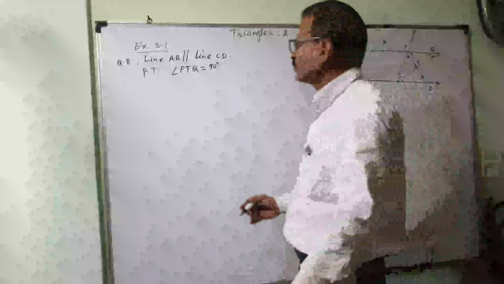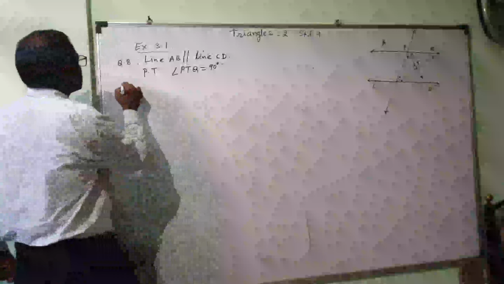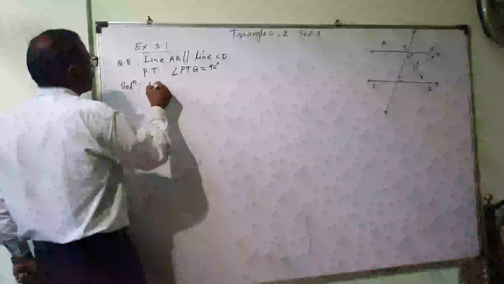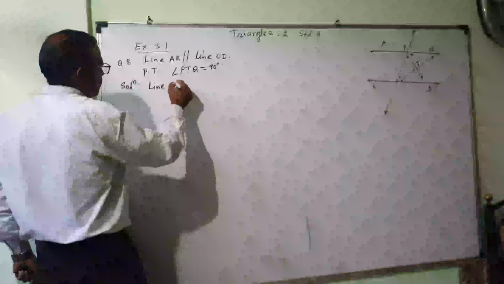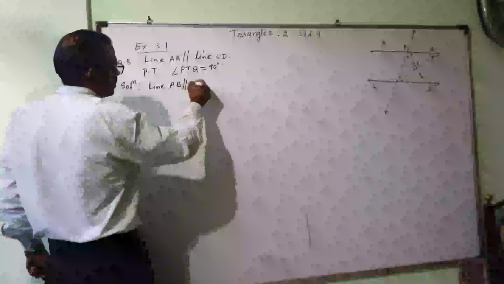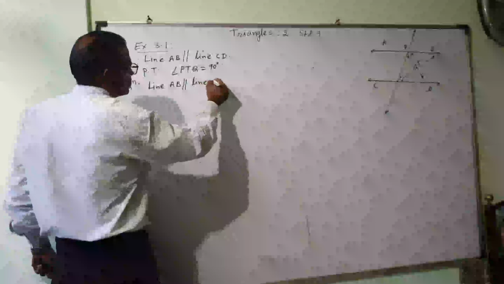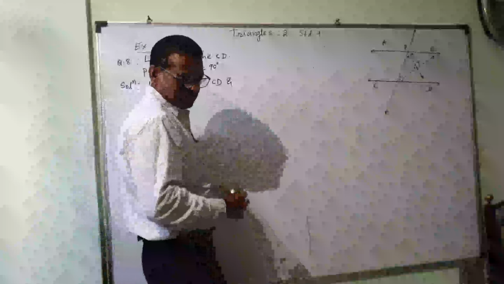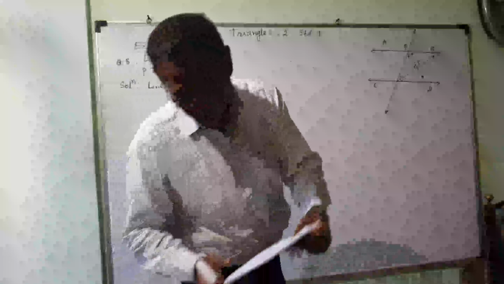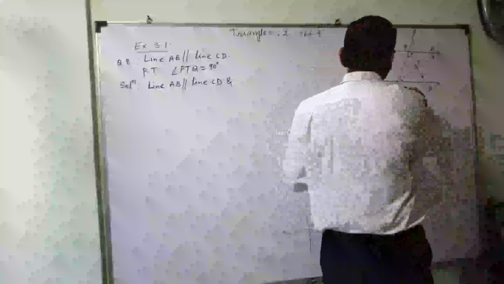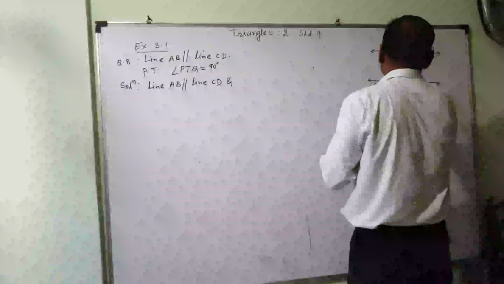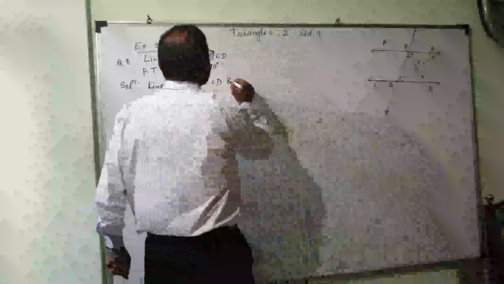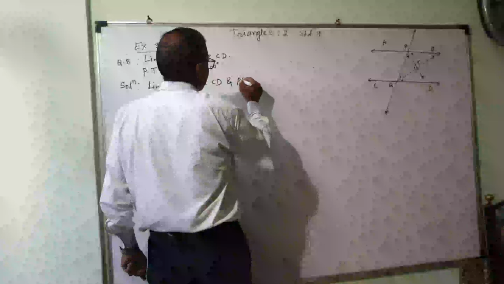So, solution. Line AB is parallel to line CD, and the name for this point is Q, and PQ is the transversal.